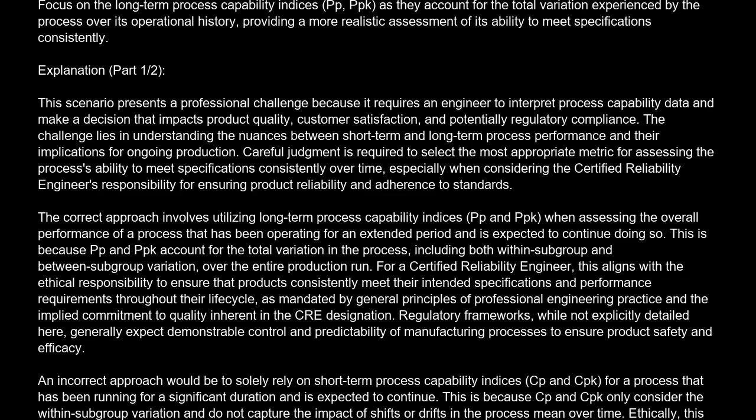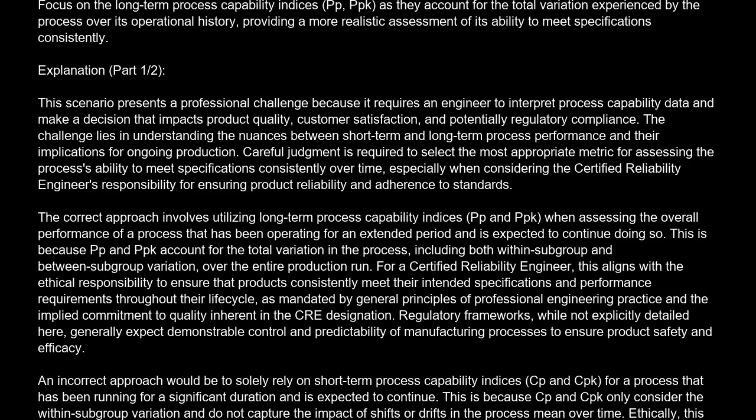Correct answer is B. Focus on the long-term process capability indices PP, PPK, as they account for the total variation experienced by the process over its operational history, providing a more realistic assessment of its ability to meet specifications consistently.